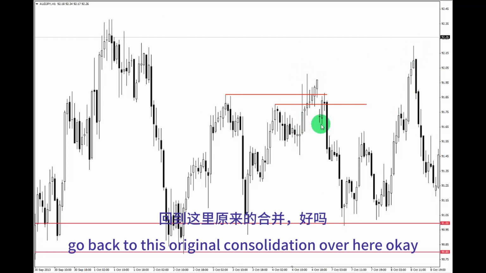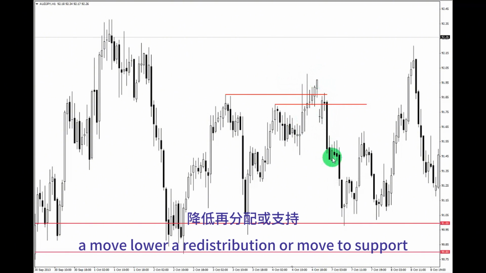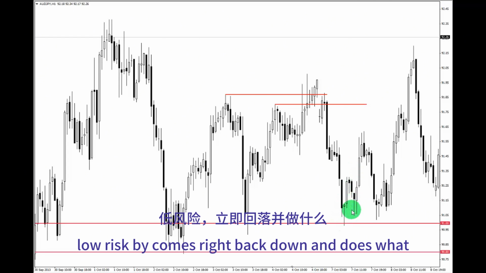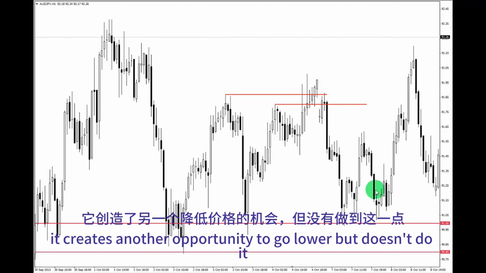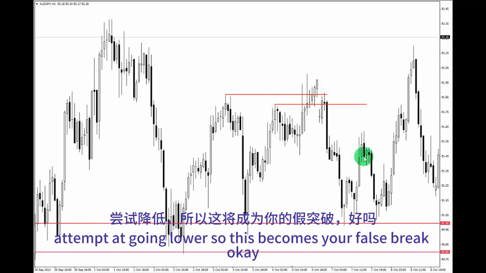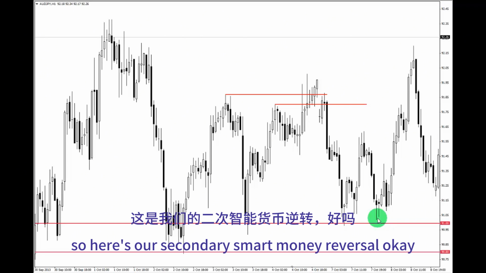Go back to this original consolidation over here. Okay, we have a consolidation, a move lower, a redistribution or move to support, which is here. Smart money reversal, low risk buy, comes right back down and does what? It creates another opportunity to go lower but doesn't do it. So we have a double attempt at going lower. So this becomes your false break, okay, and it doesn't go lower than the initial low here. Okay, so here's our secondary smart money reversal.